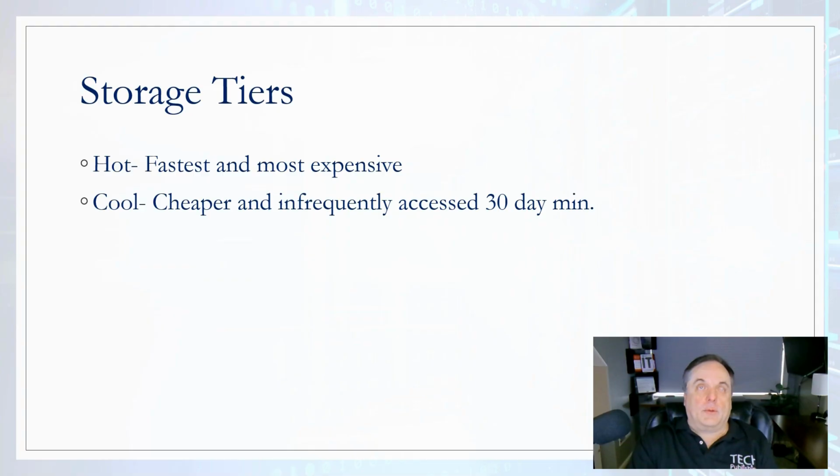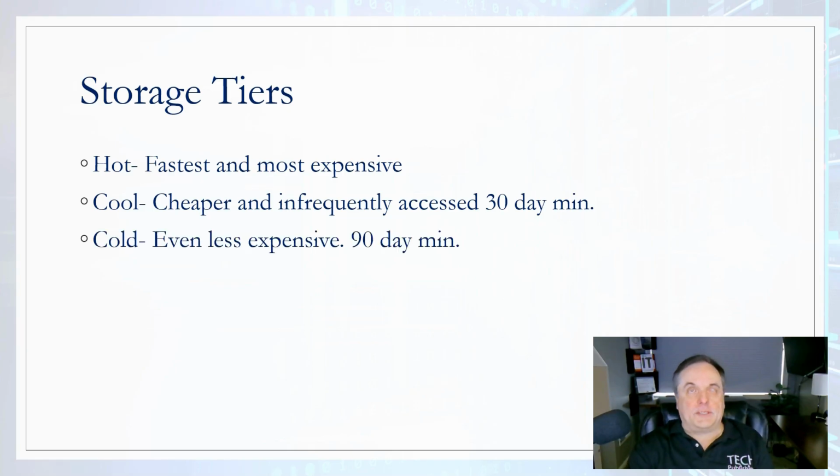Then we have cool, which is optimized for data that is infrequently accessed. And this is going to have a minimum retention period of 30 days. It's really used for short-term backups and older content that you just don't access all that often. Then we have cold. This is optimized for data that is infrequently accessed. This tier has a minimum retention rate of 90 days. So we've gone from 30 days to 90 days.